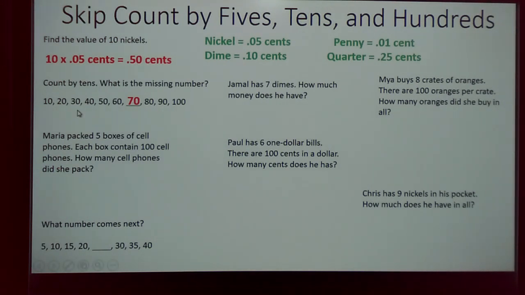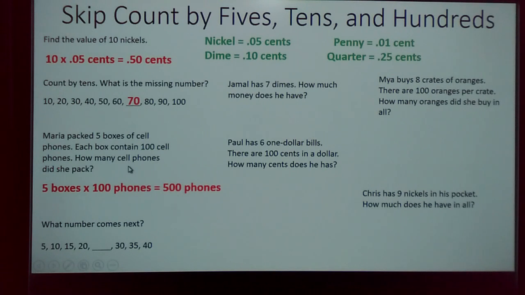Okay, now let's look at this one. Maria packed 5 boxes of cell phones. Each box contains 100 cell phones. How many cell phones did she pack? Well, we can skip count by 5 to 100, but that will take forever. Or we can do 5 100s. We can say 100, 200, 300, 400, 500, or you can do the multiplication way and say 100 times 5 gives you 500. It's totally up to you.